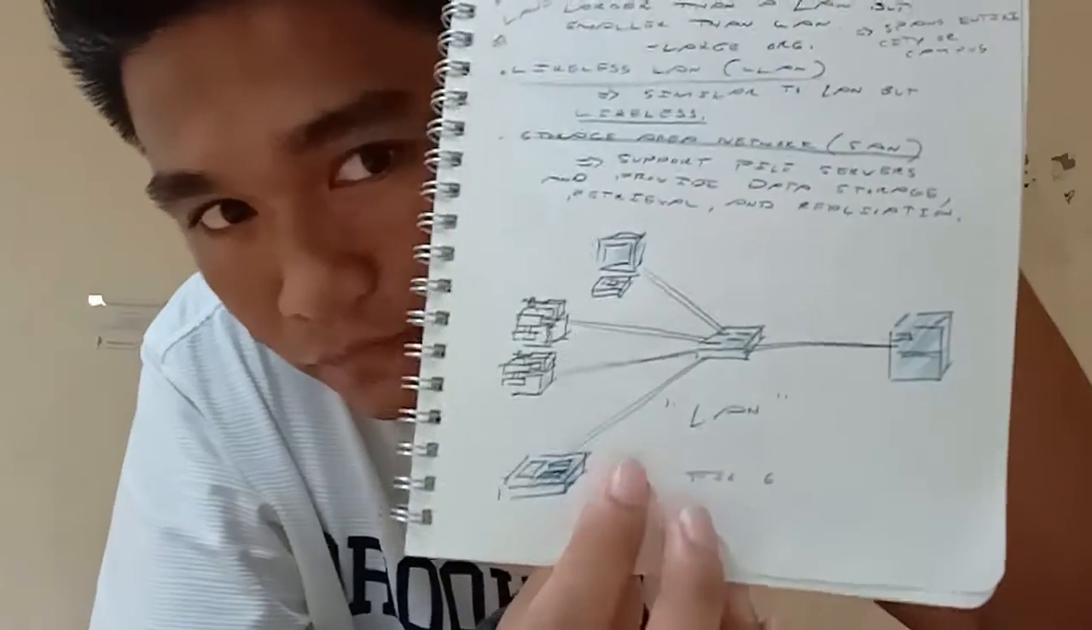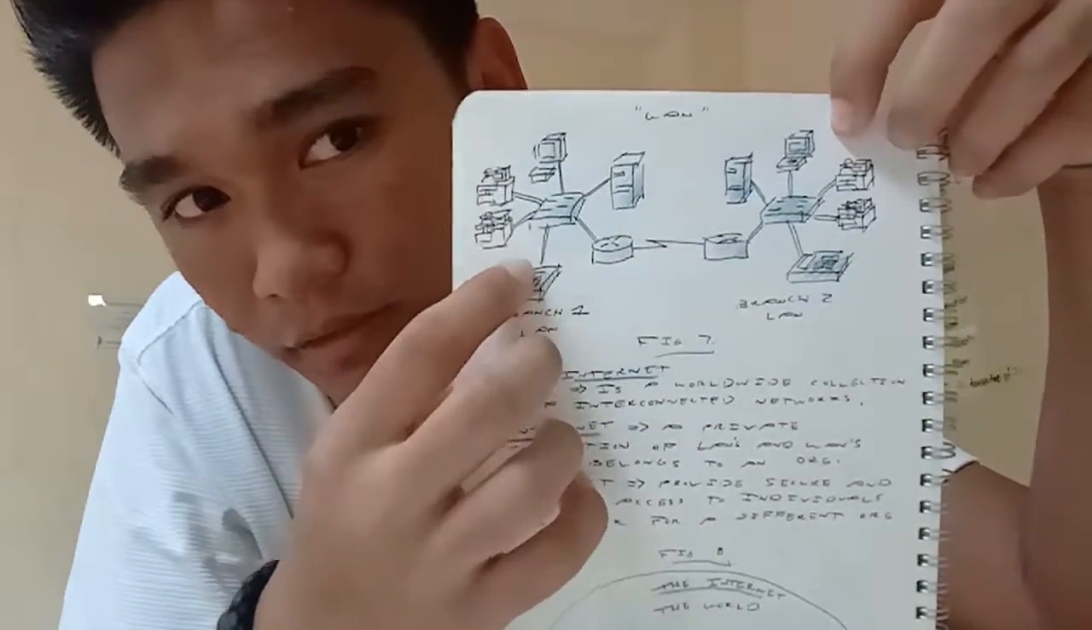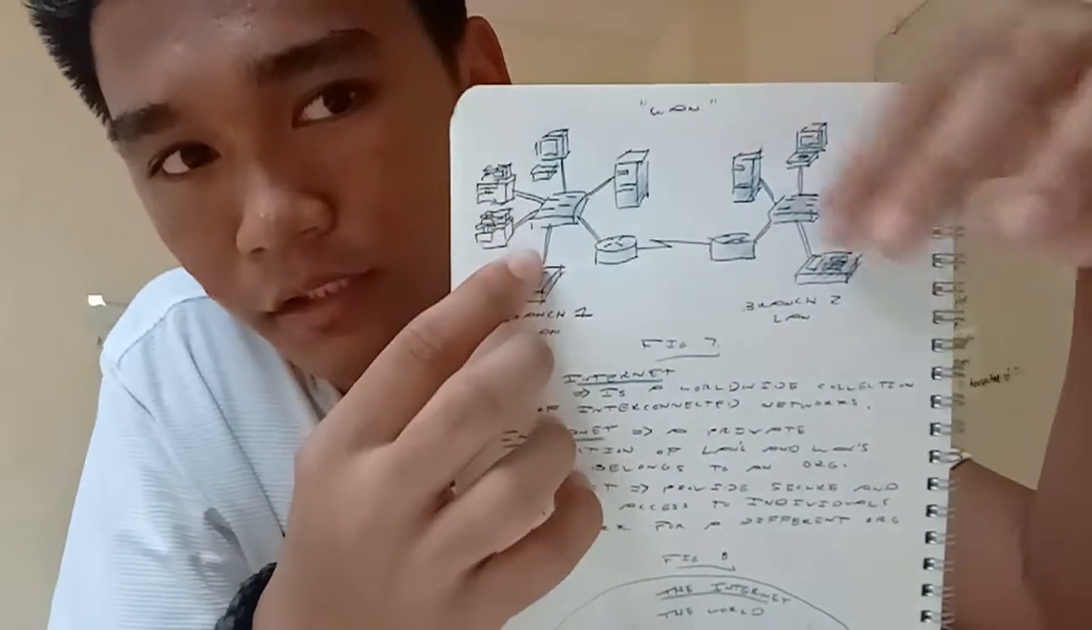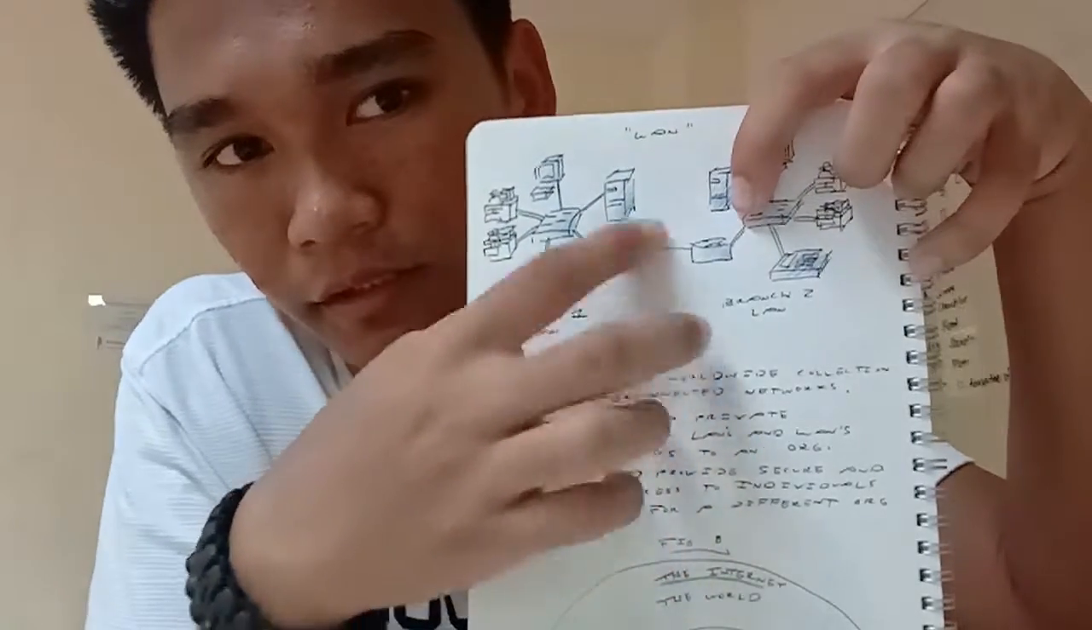Okay, so I have two figures here. This is an example of a LAN, and this is an example of a WAN. Like I said earlier, these are two LANs here, and this one connects the two LANs to each other. Next are the intranet, extranet, and internet.